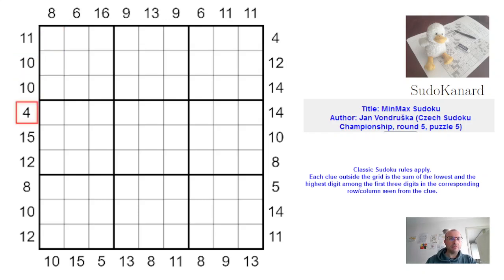Whenever you have a clue in the margin, it means that this number is the sum of the highest and the lowest digits among the first three digits. So, for example, in this case, 4 will have to be 1 plus 3, which means that the third digit is between them, which is a 2. So in this case, it will have to be this.